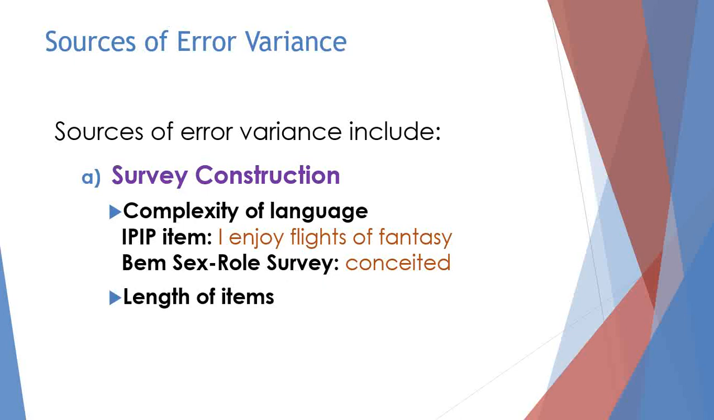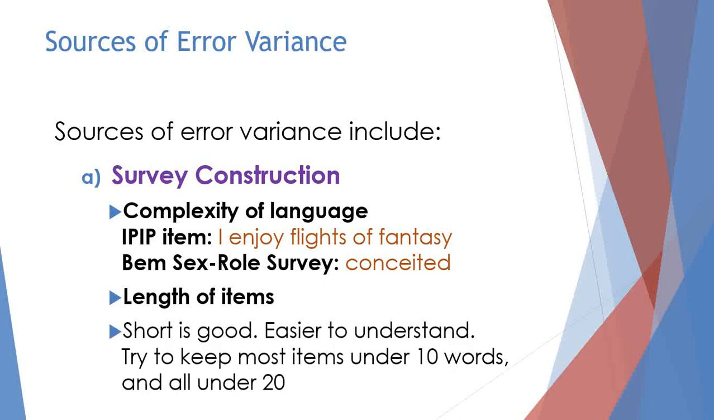The length of items. This is really critical on a survey. Short is good, less is more. You want it easy to understand, and so you try to keep most items under 10 words, 10 to 15, and certainly all under 20. If it's anything more than that, then it really slows down the completion time of the survey. It increases the complexity, and people are more likely to misinterpret it.